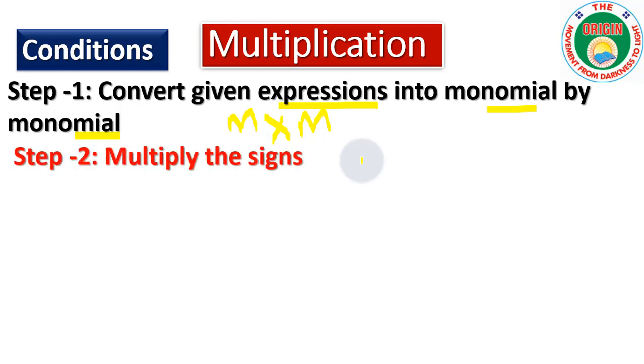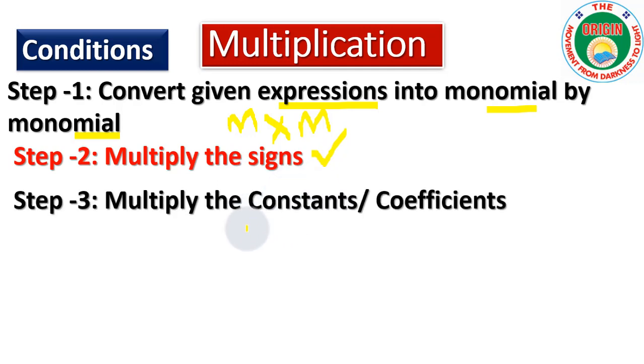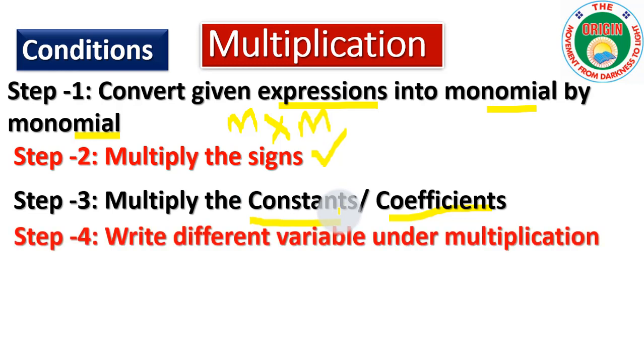Step 2, multiply the signs. Already you know how to multiply the signs, and when minus is multiplied by minus, the result is plus. This signs table I gave in the previous videos. Next one, multiply the constants or coefficients. After multiplying the signs, you should multiply the constants or coefficients.